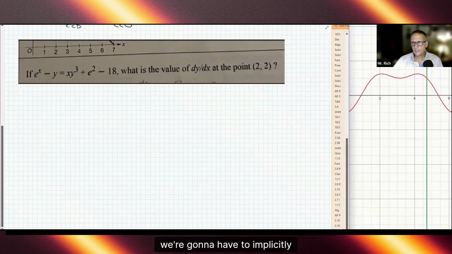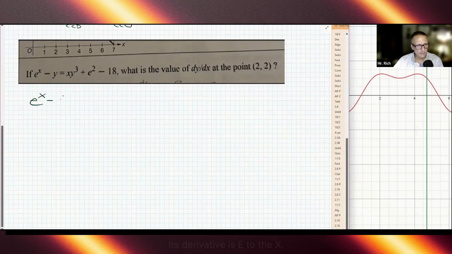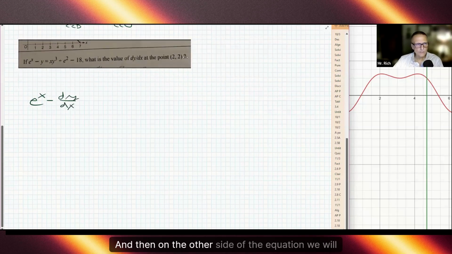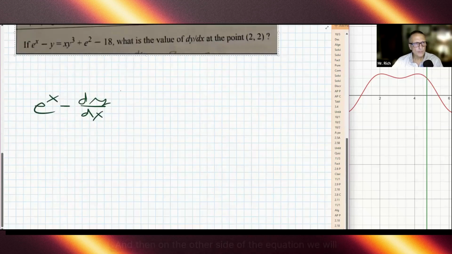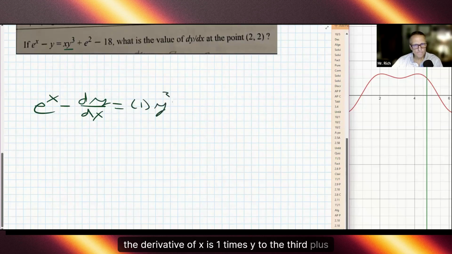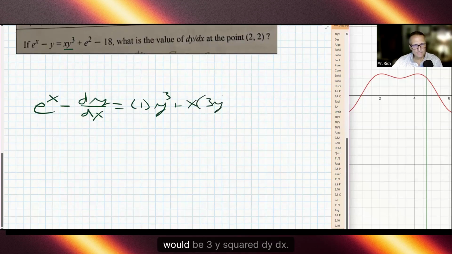Well, we're going to have to implicitly take the derivative of this function. So I'm going to do that as quickly as I can. I'm taking the derivative with respect to x. The derivative of e to the x is e to the x. Negative y would be negative dy/dx. And then on the other side of the equation, we have to use a product rule. The derivative of the first, the derivative of x, is 1 times y cubed, plus the first times the derivative of the second, which would be 3y squared dy/dx.